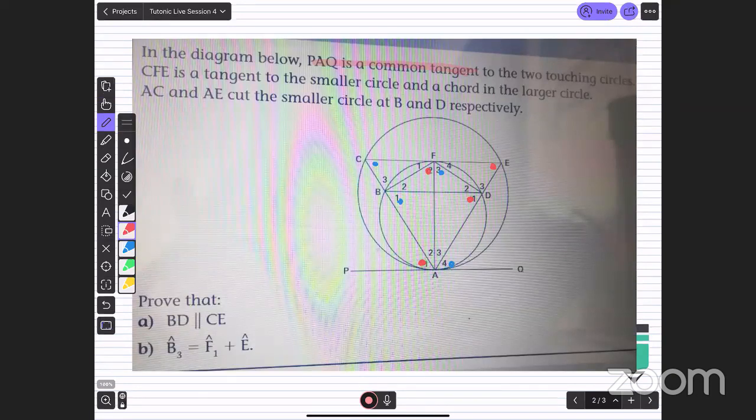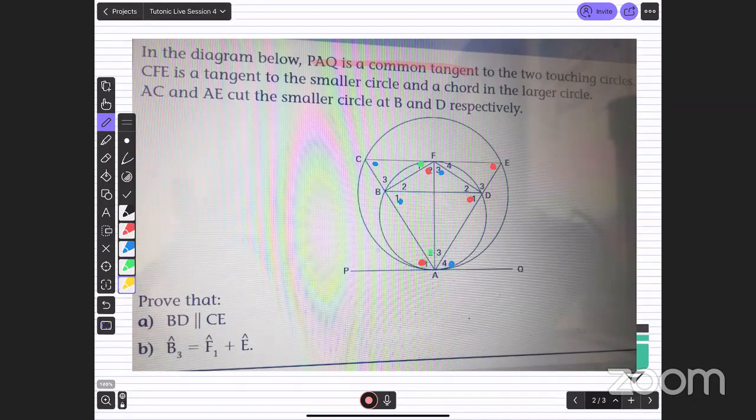Then it says CFE. Where's CFE? Oh, okay. It is also a tangent to the smaller circle and a chord in the larger circle. Correct. So therefore, we can also apply tan chord here. So what is F1 equal to? A2, right?